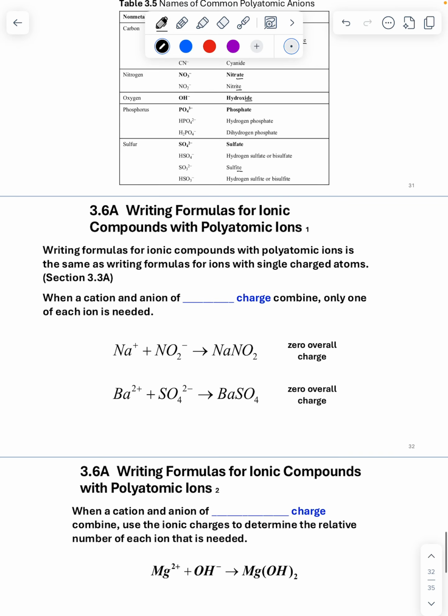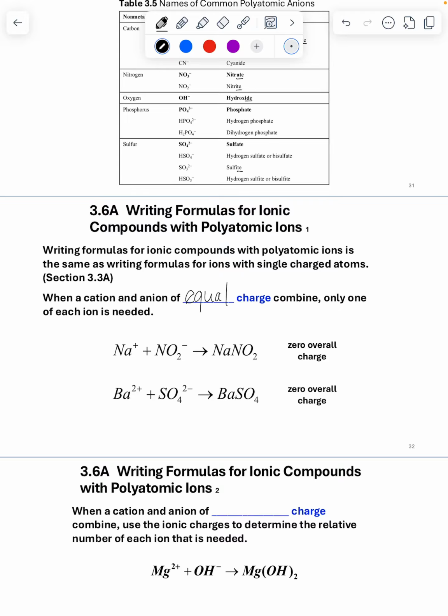Our next slide talks about writing ionic compounds using polyatomic ions. And so we see that when we're writing formulas for ionic compounds that contain a polyatomic ion, the steps are the same that we learned earlier. The only difference is that when the cation and the anion have the same charge, that means we only need one of each. And so here's a couple of examples.